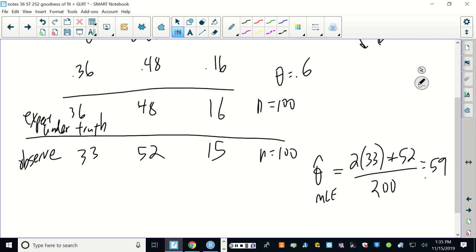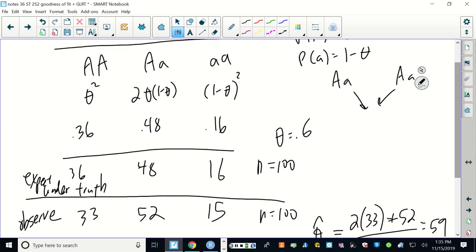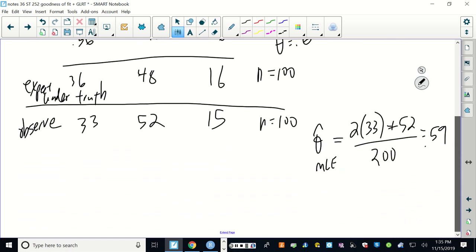And so if the model says it's theta squared, 2 times theta times 1 minus theta, and 1 minus theta squared, if this is our model of genetics that we're supposed to be working with, and if that's true, how many would we expect in each category?